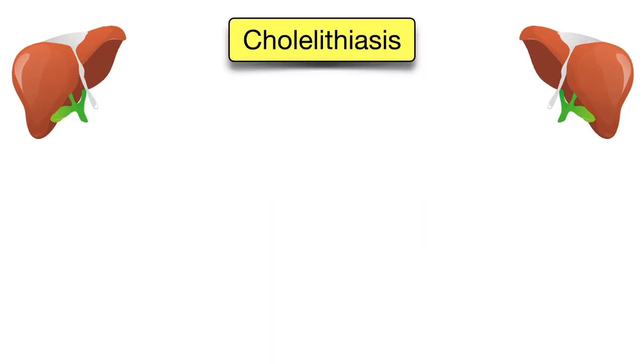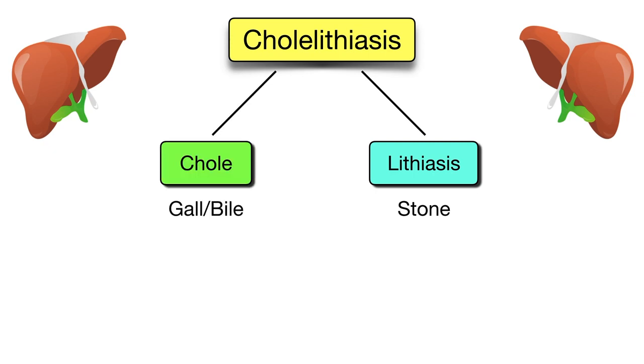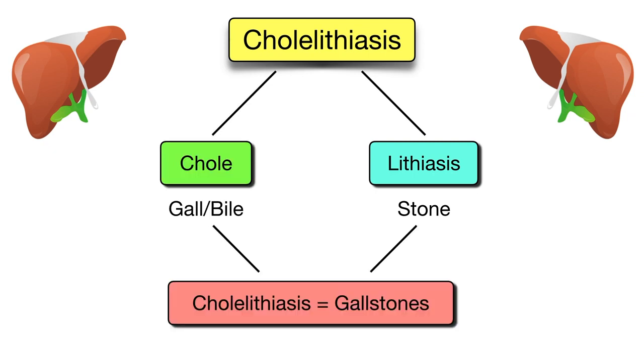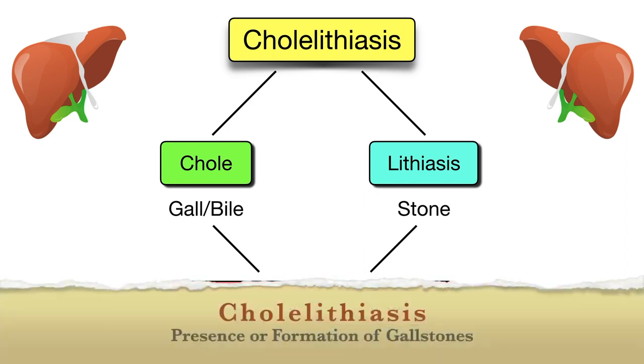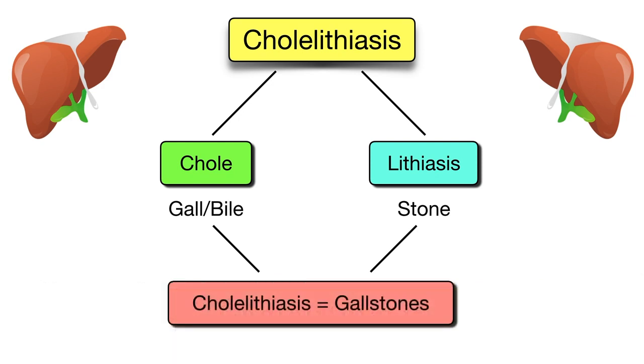So what is Cholelithiasis? Well, we already know lithiasis refers to stone, but what does chole mean? Chole refers to gall or bile, so if we put the word together, we have gallstones, and that's exactly what Cholelithiasis is. It's the presence or formation of gallstones, usually located in the gallbladder. We're going to see these terms again, so write them down if you're taking notes.